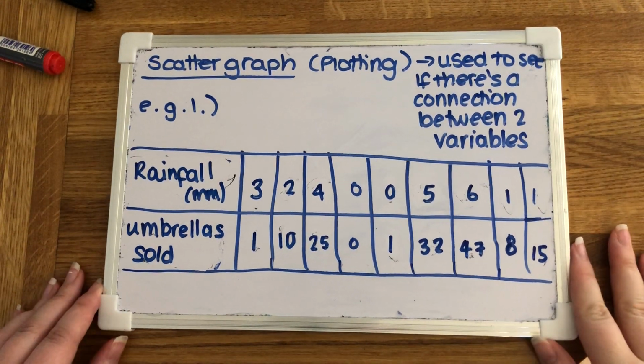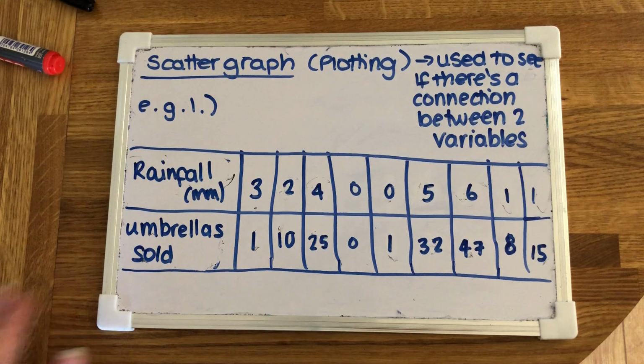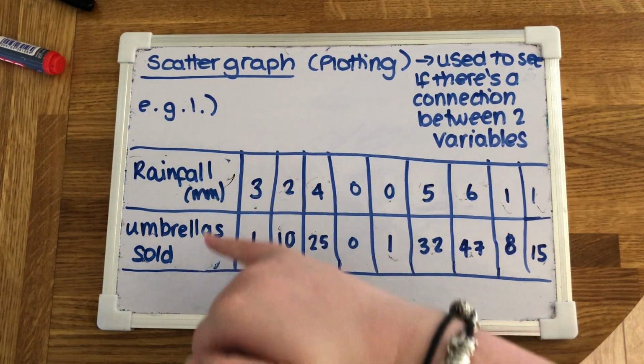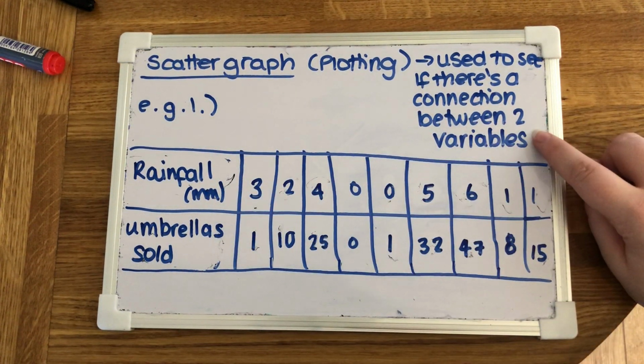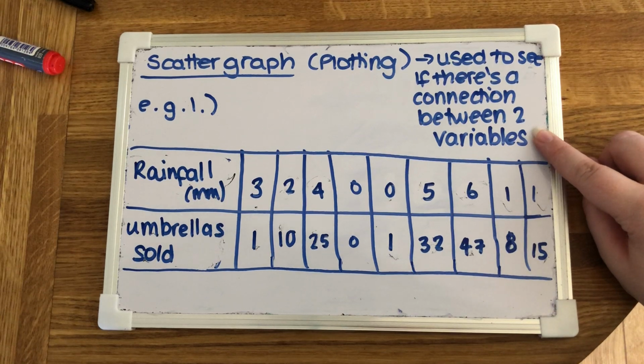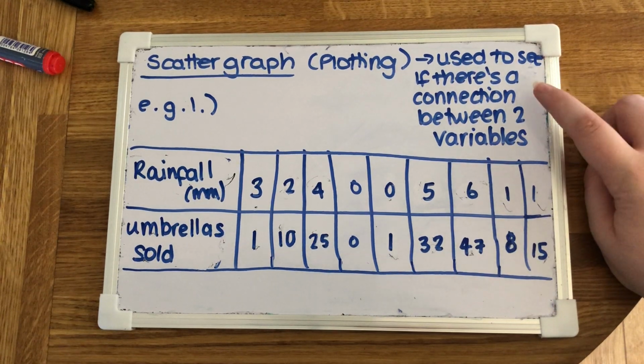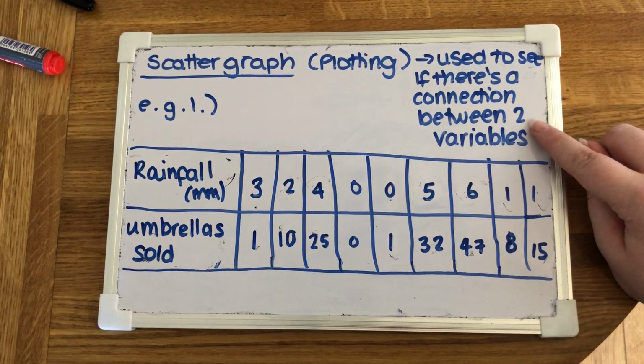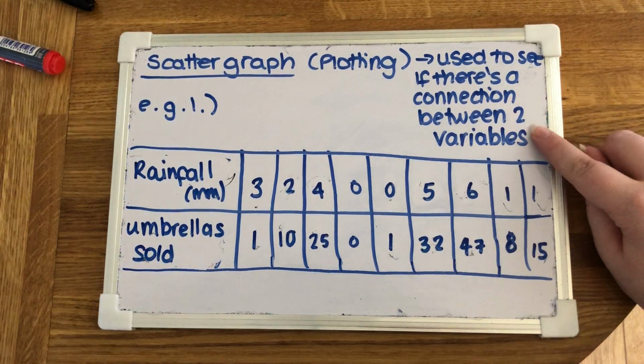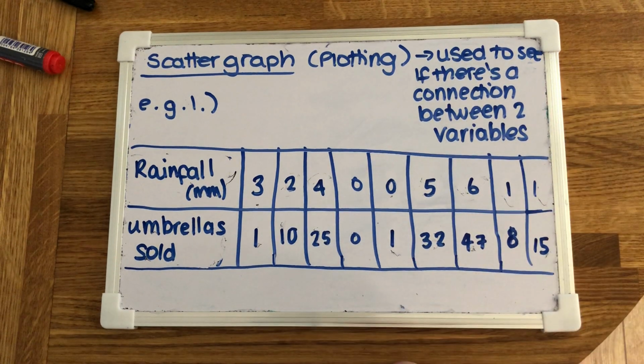So what you'll be given is a table like this, where you have these two things here which are called variables. So I've written here what we normally use scatter graphs for. Scatter graphs are normally where we can draw a graph to see if there is a connection between two variables. So in this case, the two variables are, is there a link between the rainfall and the number of umbrellas sold?